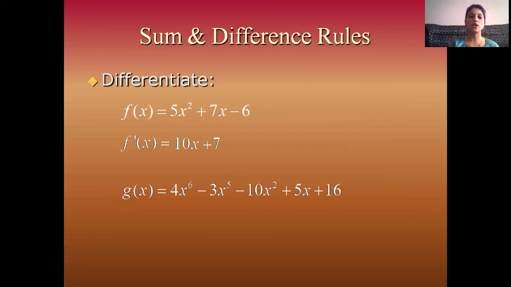Second problem, g of x is equal to 4x raised to 6 minus 3x raised to 5 minus 10x square plus 5x plus 16. Step number 1 is what?